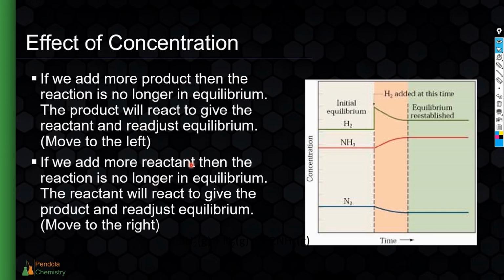If we add more of a reactant, then the reaction is no longer in equilibrium, and nature is going to shift the equilibrium to use up that reactant. Which of the two reactions uses reactants? Well, the forward reaction. And so the equilibrium is going to shift to the right. So let's look at that here.